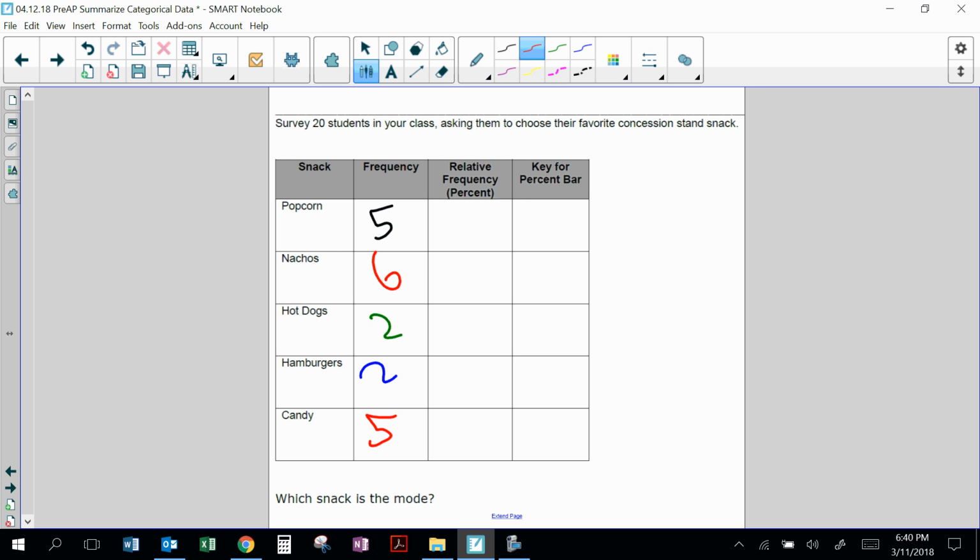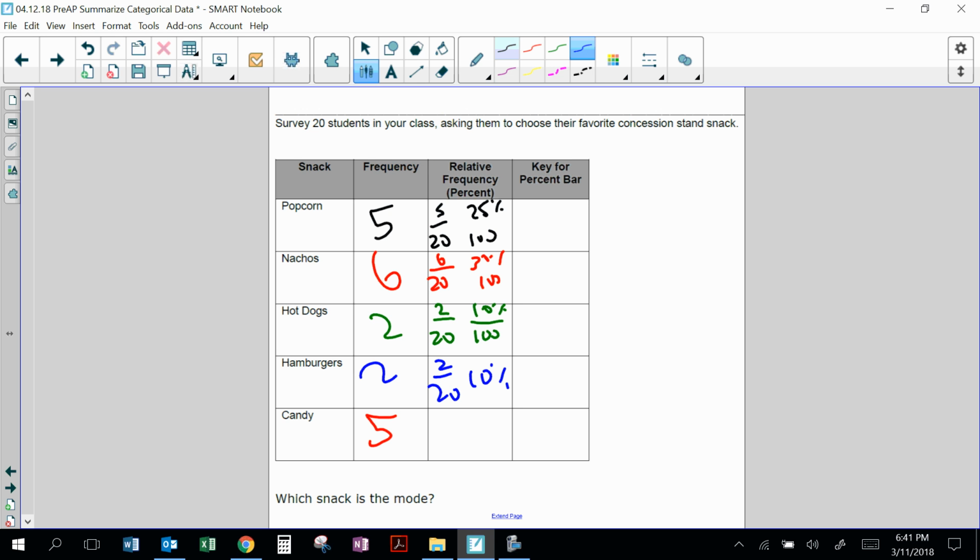Which snack is what percent? 5 out of 20 chose popcorn. How do you build 20 to 100? Times 5. That's 25%. 6 out of 20 chose nachos. Times it by 5, that's 30%. 2 out of 20 times 5, 10%. And this is the same thing, 10%.